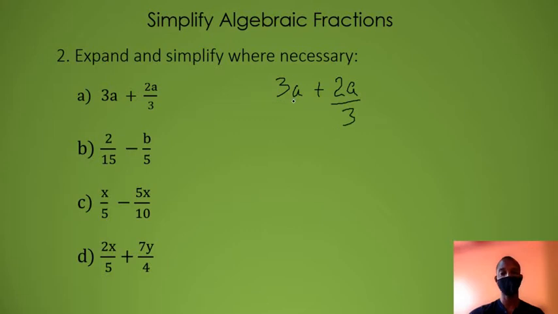Consider the quantity 3a being added to 2a over 3. 3a as a quantity is a numerator. In fact, if we write it over 1, we can clearly see that we have a numerator. The LCM of 1 and 3 is 3. And we divide the LCM by the denominator, which gives us 3. So 3 divided by 1 is 3, and 3 times 3a.